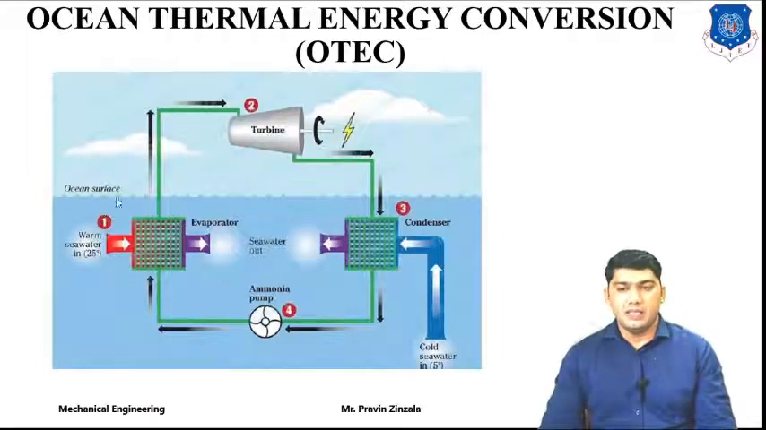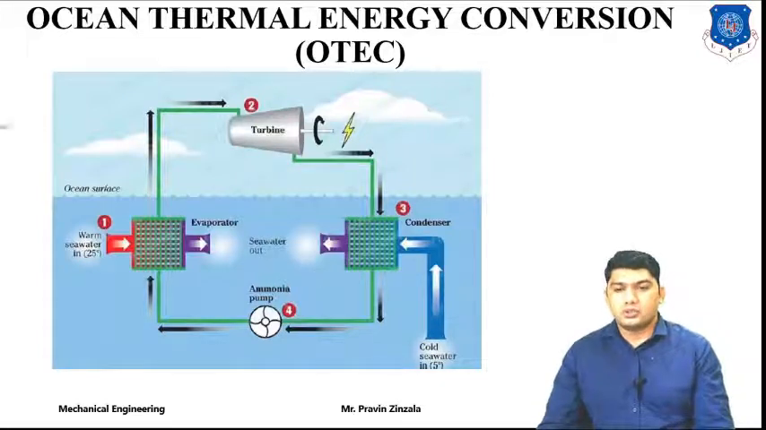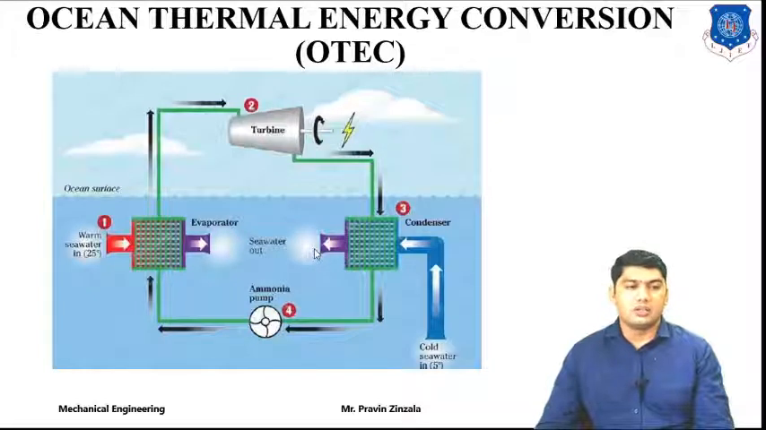The top surface will be near 24 to 25 degrees centigrade compared to the deep water. Whenever we go deep in the ocean, we get a temperature near 5 degrees centigrade. So the difference between the top surface and bottom surface of the water, we can utilize for power generation.